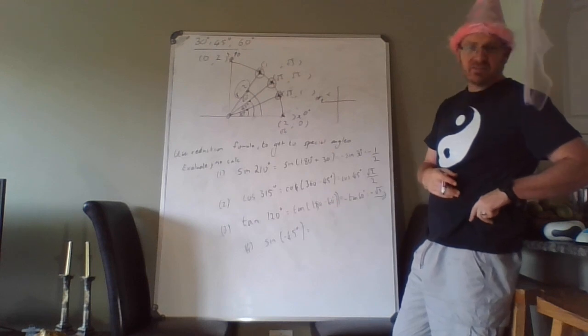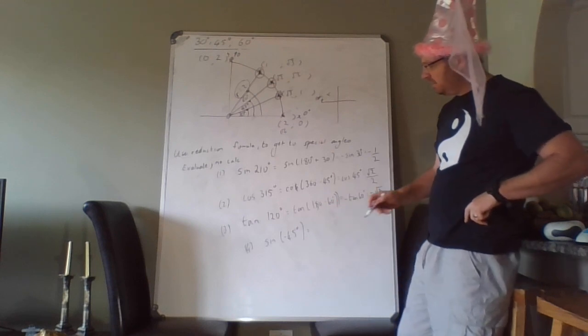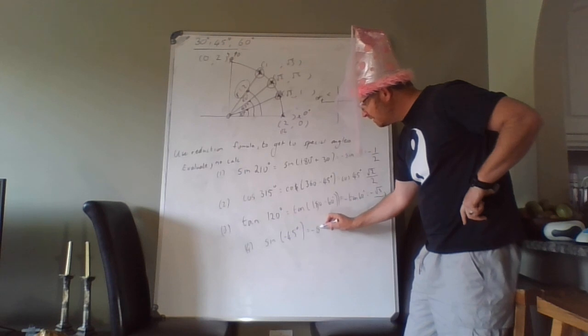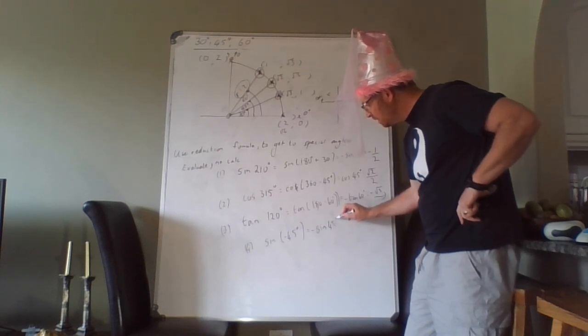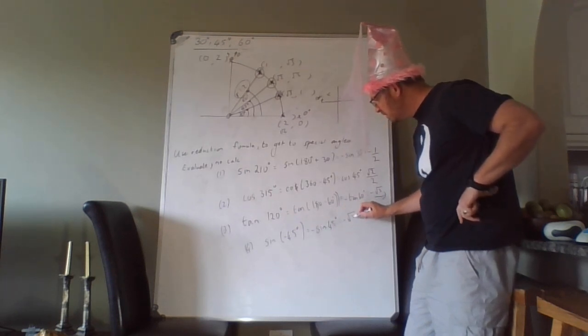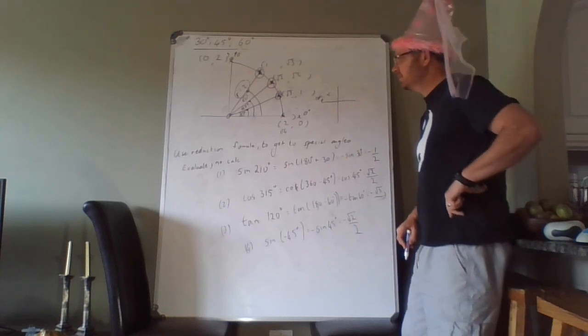And then for the last one, sine of negative 45, we'll just make the angle positive. So sine of negative an angle is the same thing as negative sine of the angle, which is going to be equal to negative root 2 over 2.